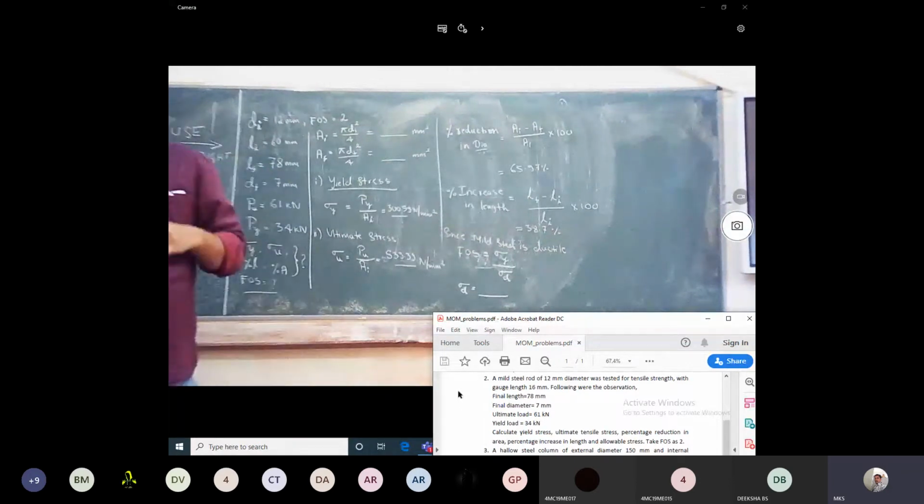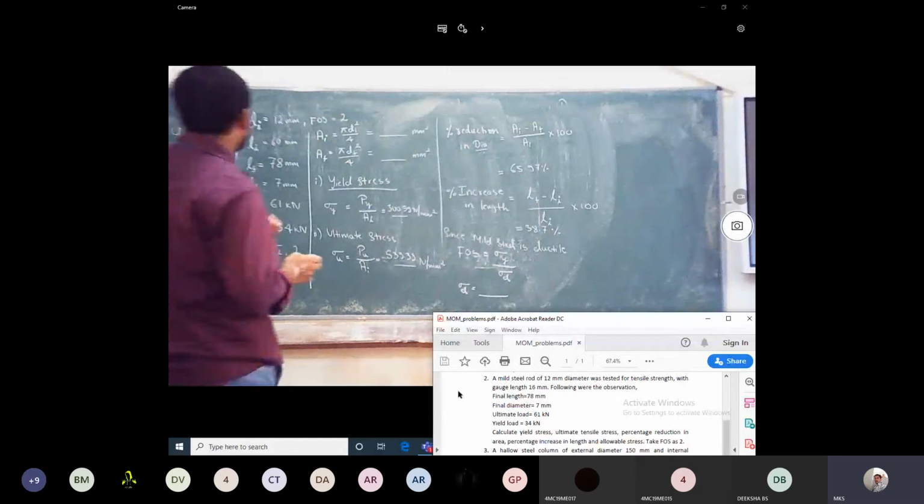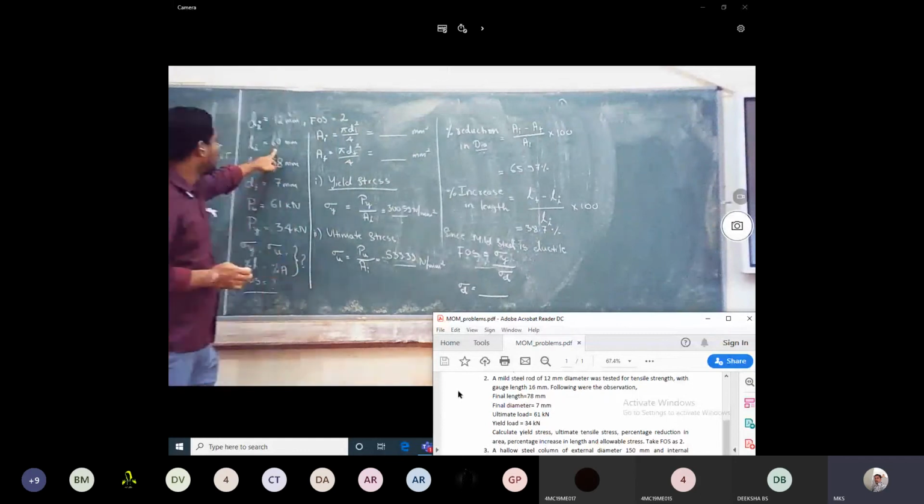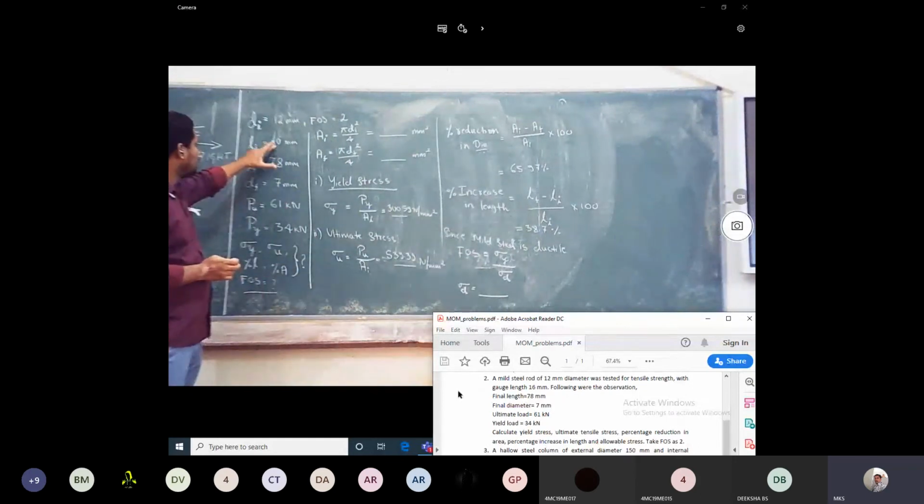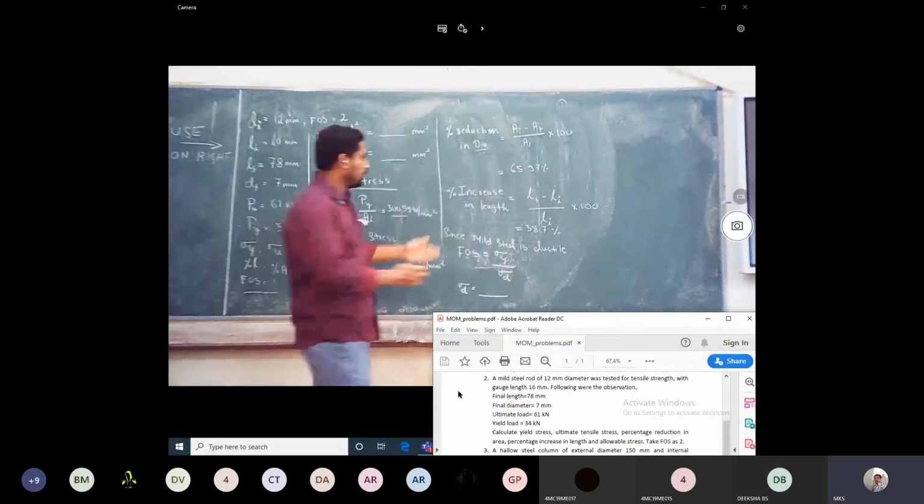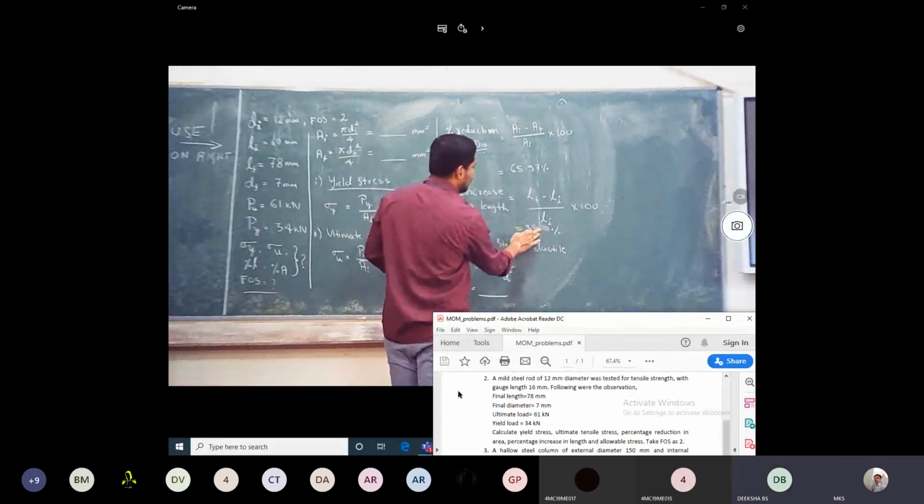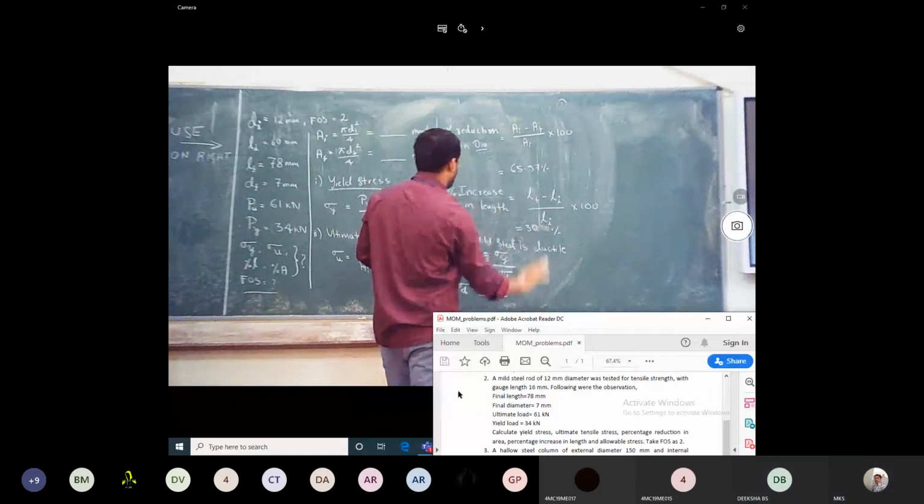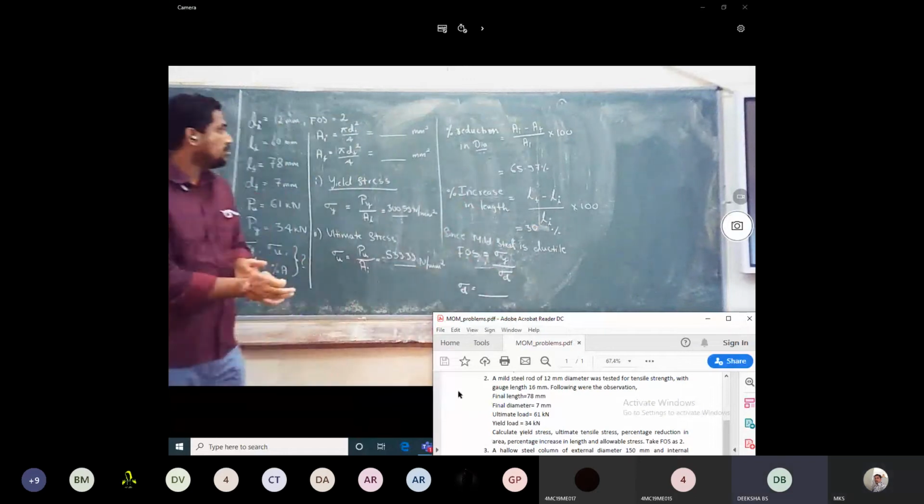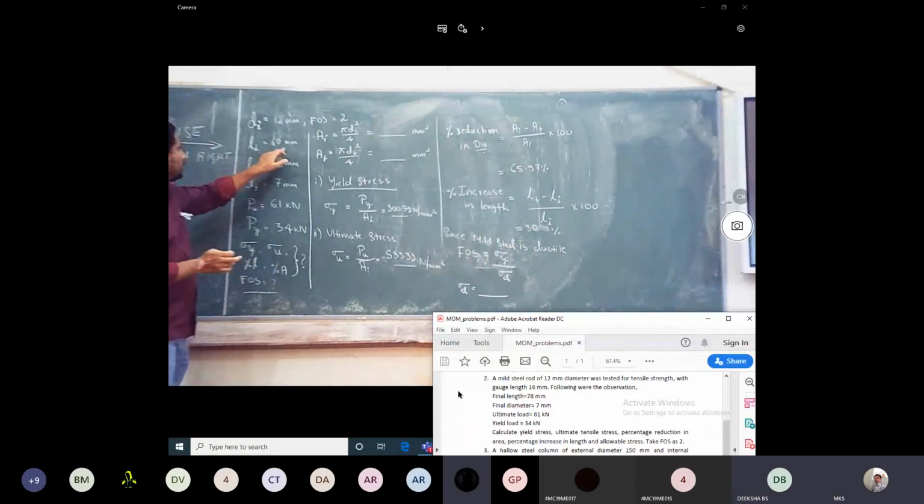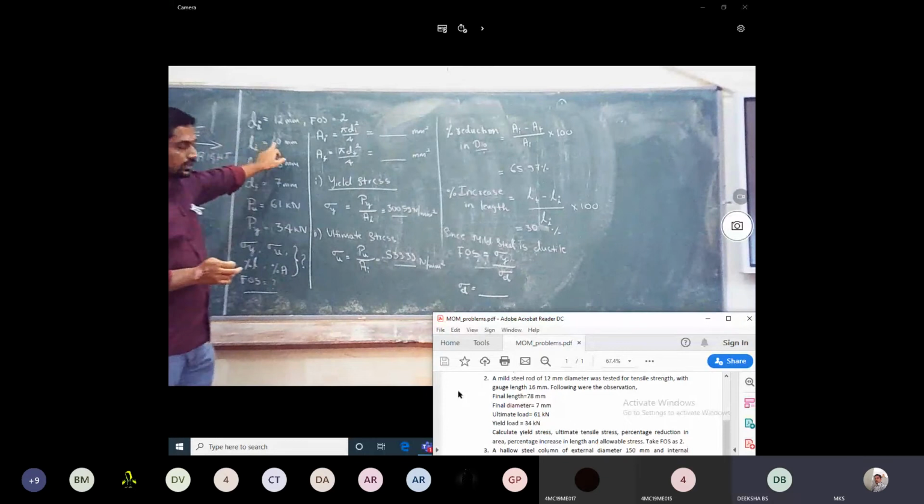Some typing mistake has happened. So right, it is 60. Initial length is 60, so there won't be that much increase. From 60 to 78 it can be, but 16 to 78 is not possible. So make it as 60 initial length in the problem. It would come to around 30%. Right, 30, sir. So make a correction in the problem. Practically it cannot be that much elongation. So it should be 60.